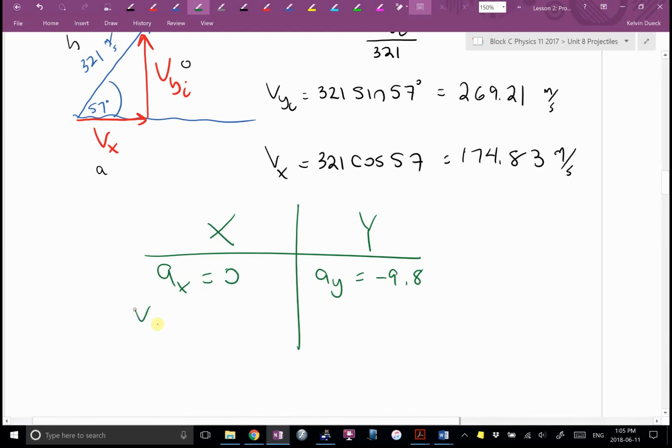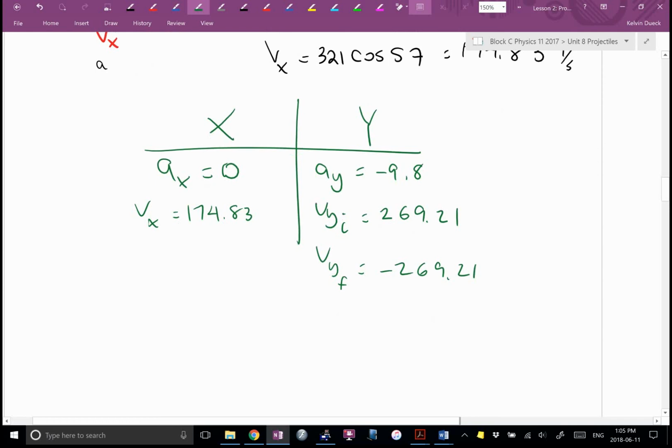I guess I have VX is 174.83. Vy initial is 269.21. I only have two things. That's not enough. What else can I write? Because what goes up must come down.